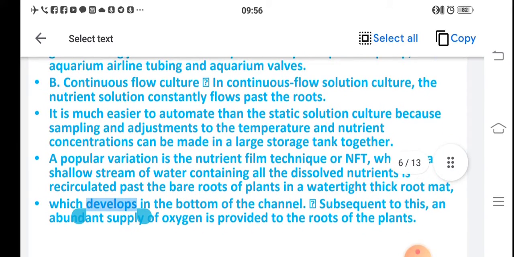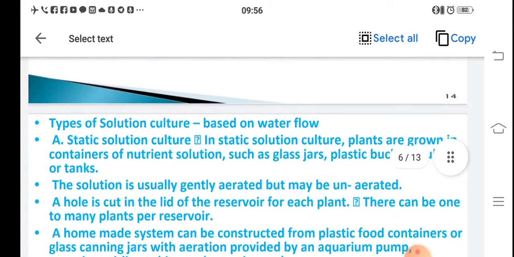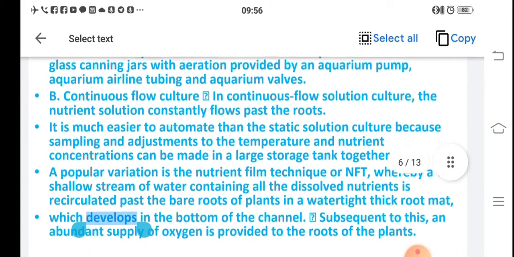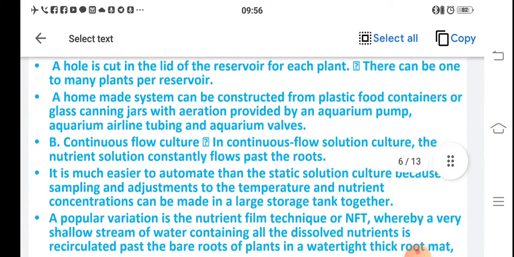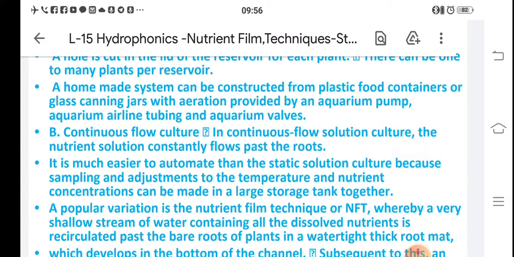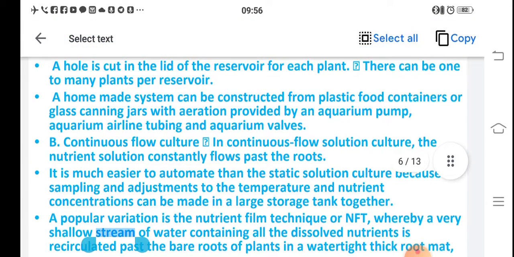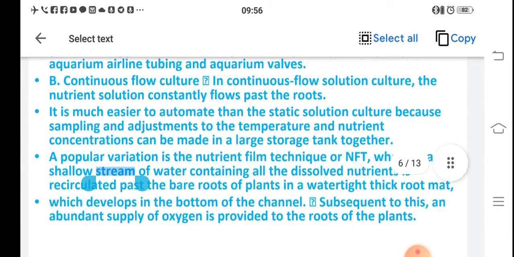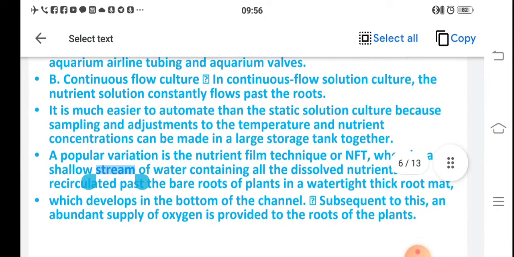So in our continuous flow system, the flow solution culture, the nutrient solution constantly flows past the roots. It is much easier and more automatic than the static solution. Therefore, sampling and adjustment of the temperature and nutrients are to be done.